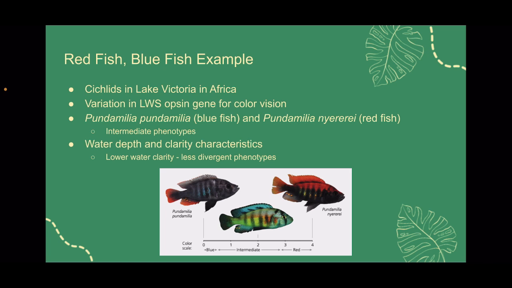Not only is water depth an important habitat characteristic, but so is water quality, and both vary between islands. At islands with lower water clarity, the two species have less divergent phenotypes, making the fish look more similar and coexist more closely in relatively shallower waters. At islands with higher water clarity, the divergence is much more distinct.